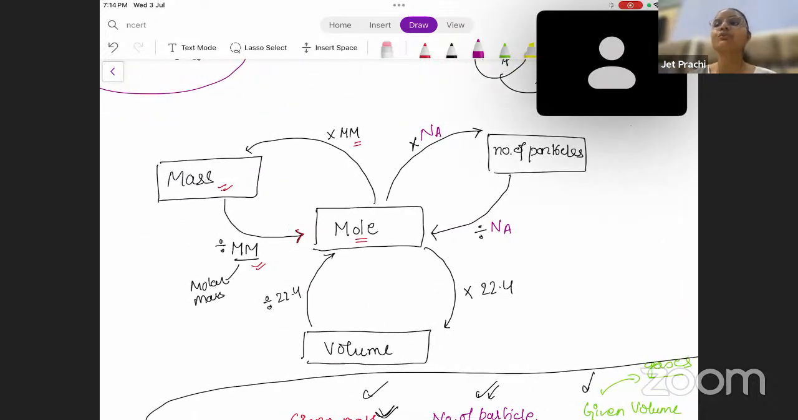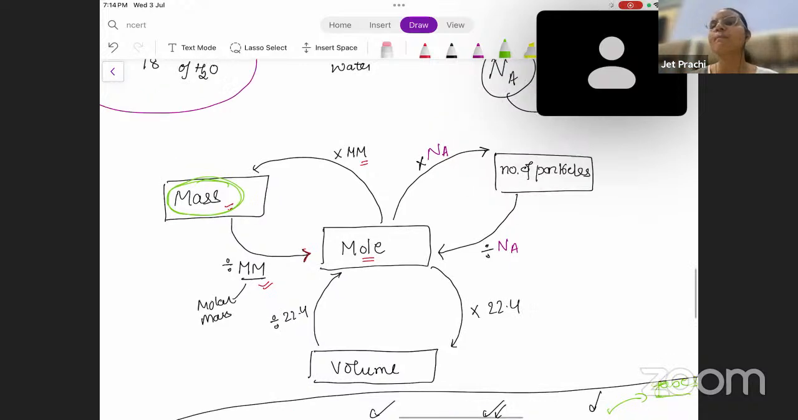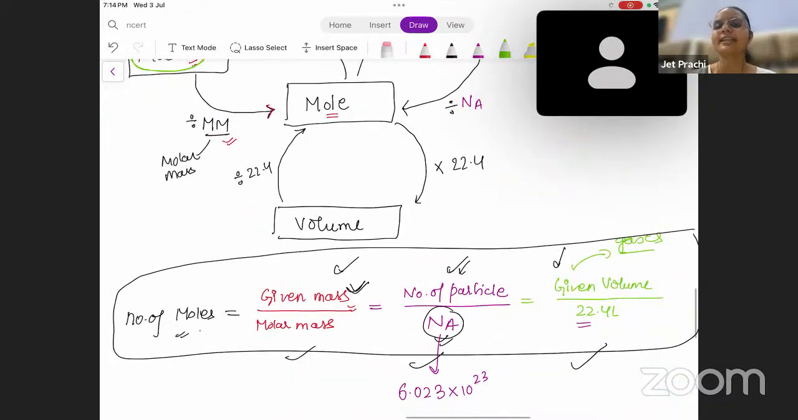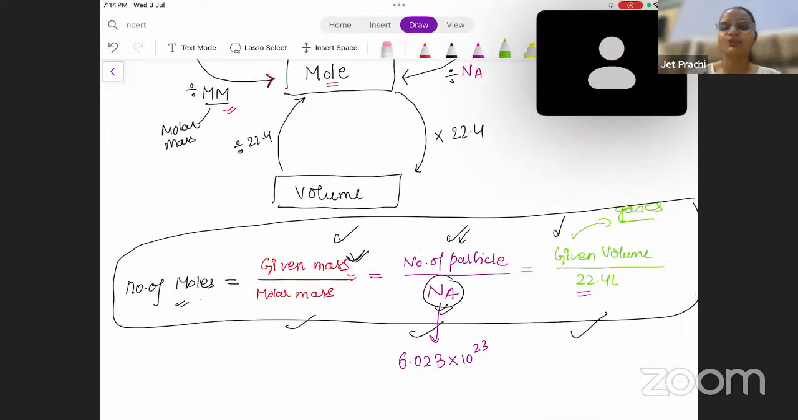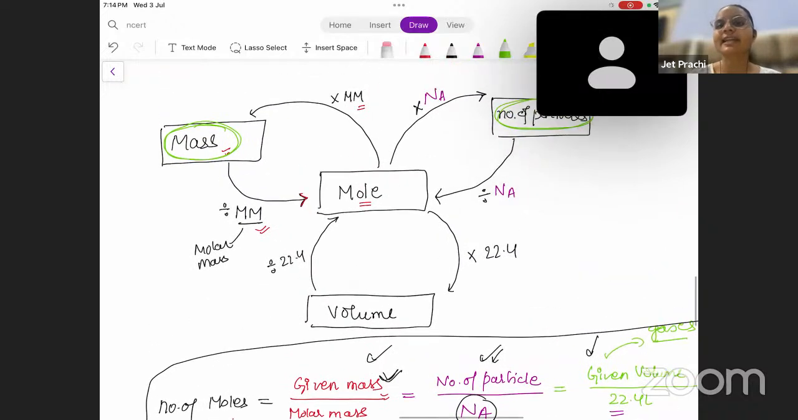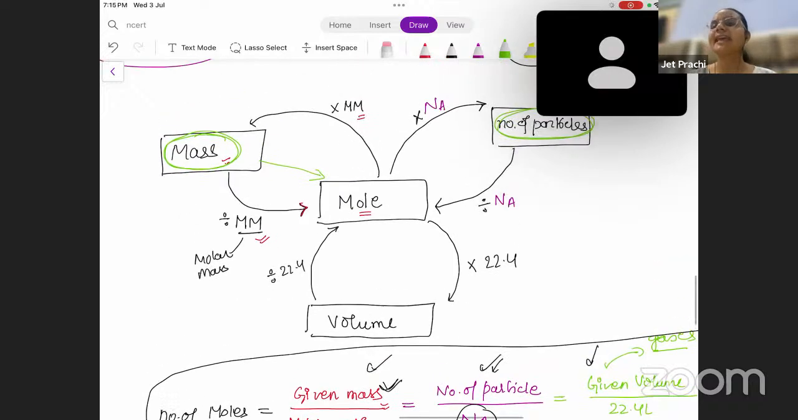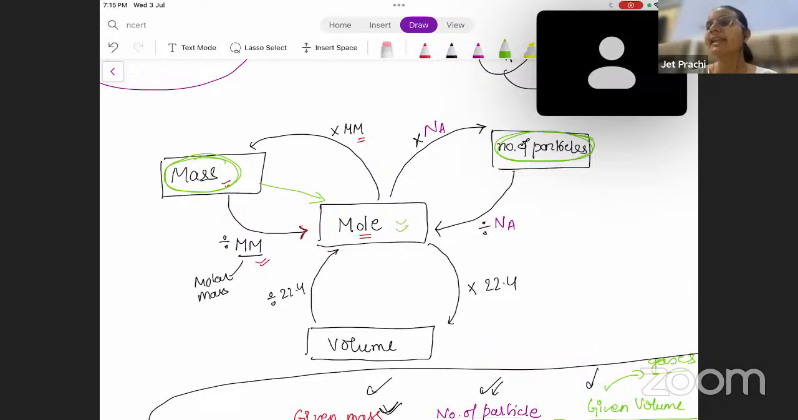So now look here very carefully. I have been given the mass and I have to go from mass to the number of particles. So there is no formula like that, right? So what we have to do is, first I'll have to find out the number of moles. For that, I know the formula: given mass divided by molar mass. And then once I have found the moles, I can find the number of particles. You can't directly jump from mass to number of particles. That is what I mean.